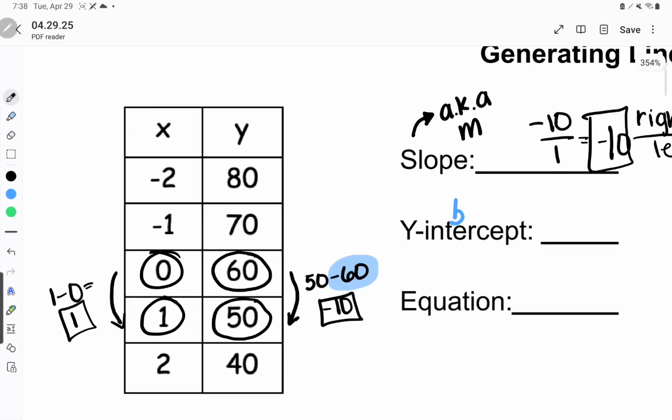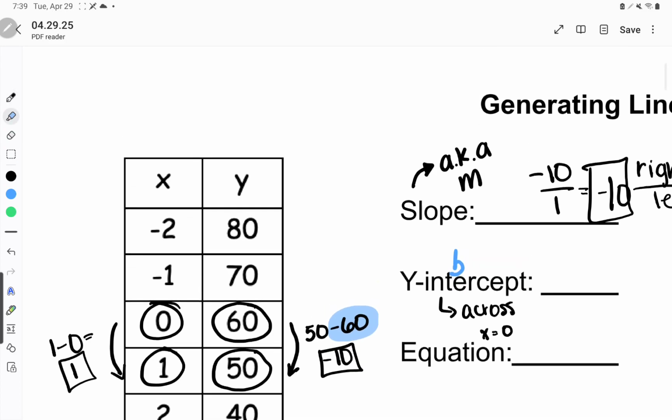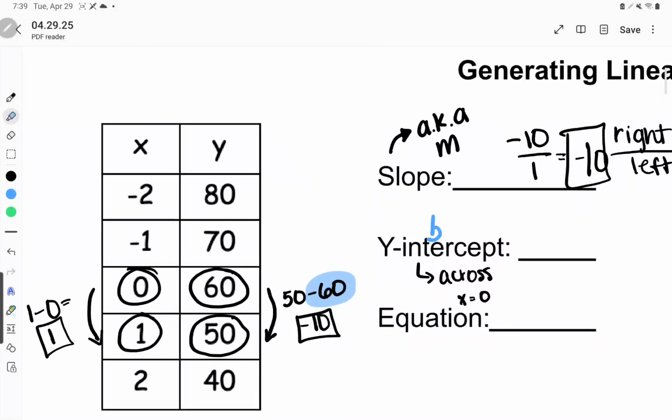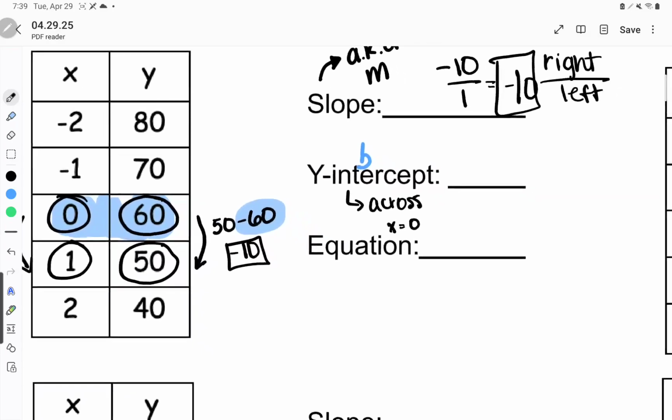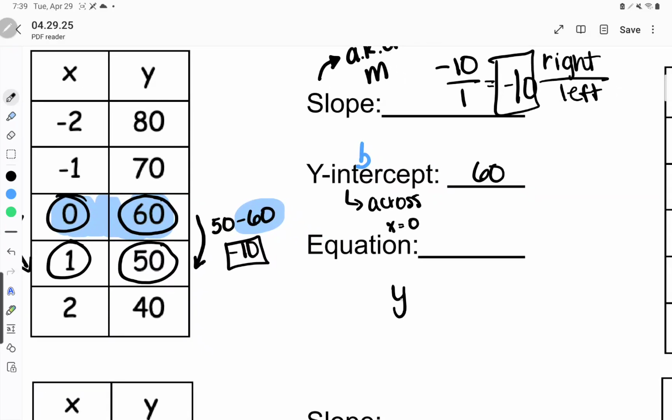And then how do I find b, or how do I find the y-intercept? It's across from x equals 0. So I go down my x's until I get to 0, and there's 0. So my y-intercept is 60. And then I have y equals mx plus b. So where the m is, I would put negative 10, and where the b is, I would put 60. So I would have y equals negative 10x plus 60.